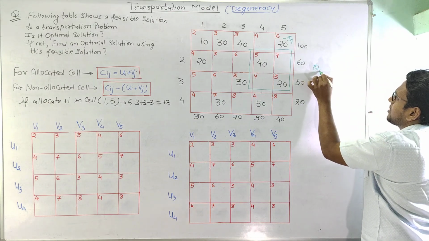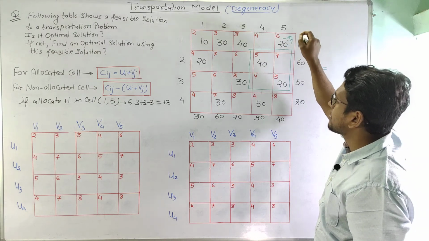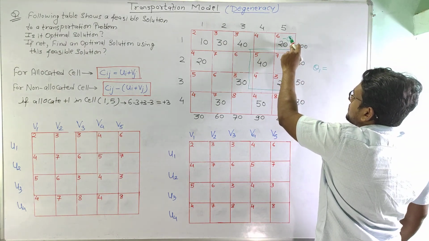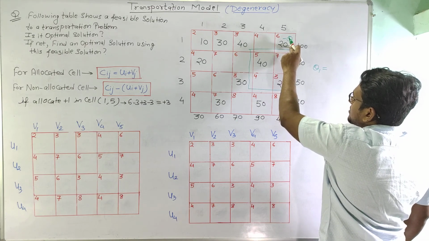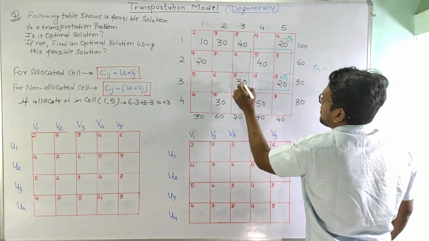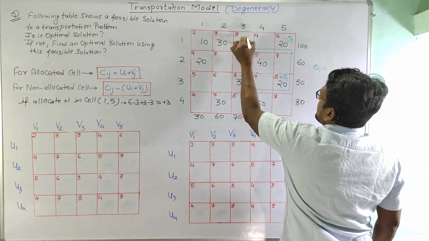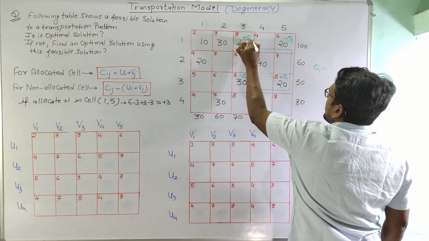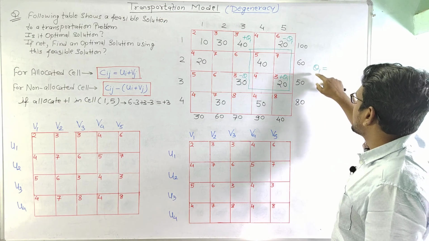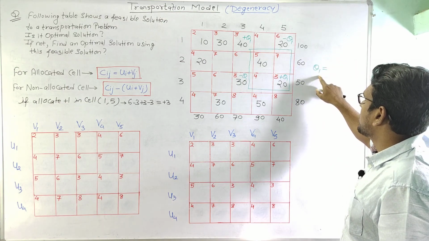Theta 1 is the maximum value that I can withdraw from here. So in order to maintain the supply and demand, if this is theta minus theta 1, this will be plus theta 1. If this is plus theta 1, this will be minus theta 1. And if this is minus theta 1, this will be plus theta 1. So our objective is to take out the maximum value as possible.